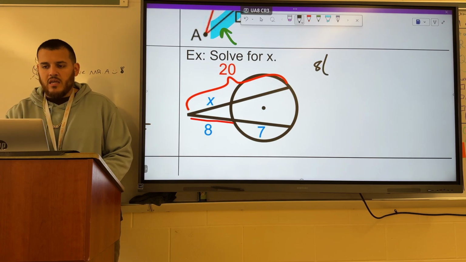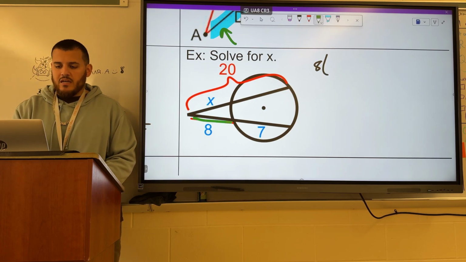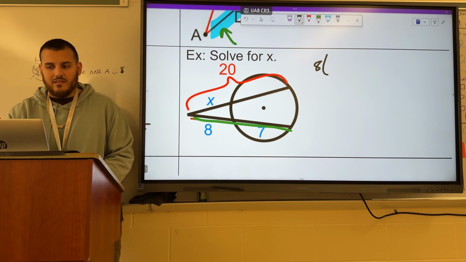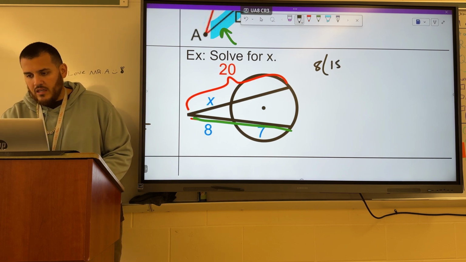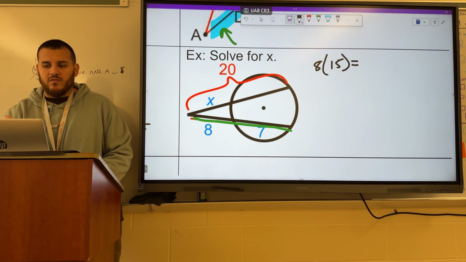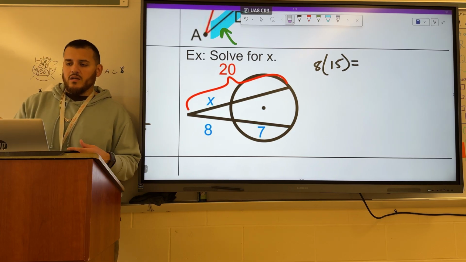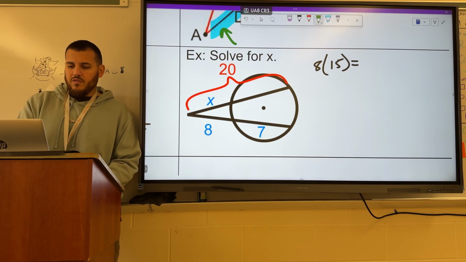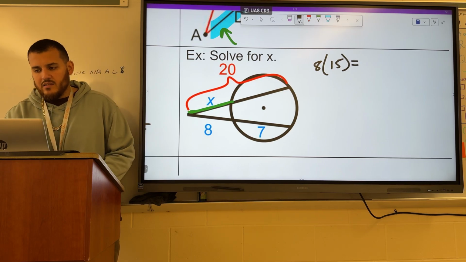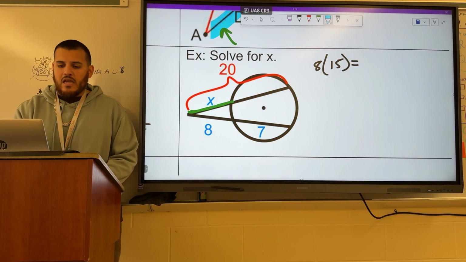The external piece is 8 times the length of the entire secant. 8 plus 7 gives me 15. So I need the product of those values, and that will be equal to the corresponding product from the other secant. The information is a little bit more straightforward here on this one. We have x as the external piece, and the entire secant is 20 units long.